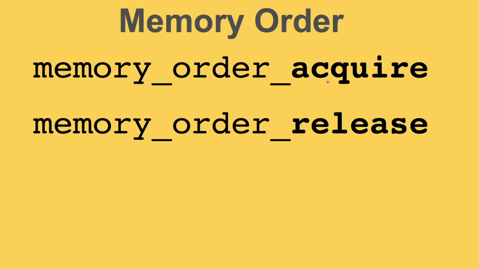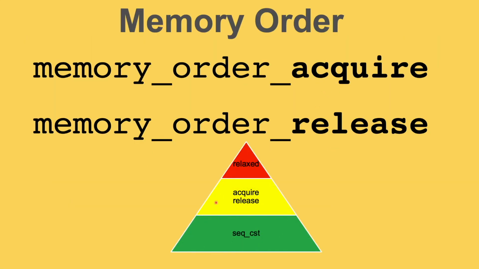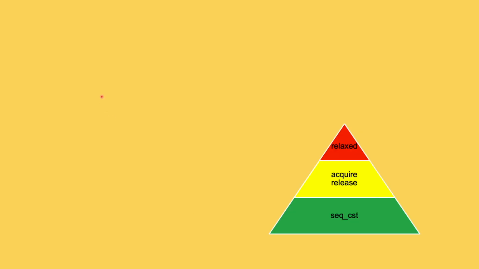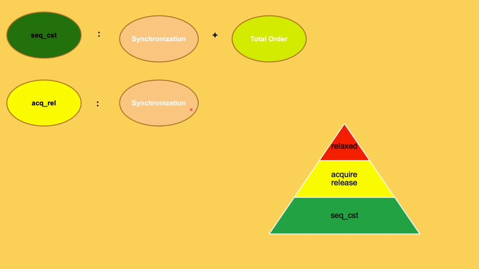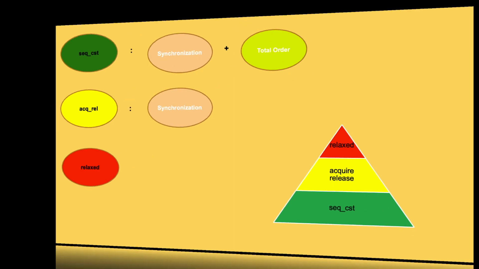Up next, memory order acquire and release. We talked about relaxed, we talked about sequential consistency. There's something in the middle that's called acquire and release. As we saw before, sequential consistency provides synchronization and total order. Acquire release is a little bit weaker and it only provides synchronization. And then there's relaxed, which provides neither synchronization nor total order.